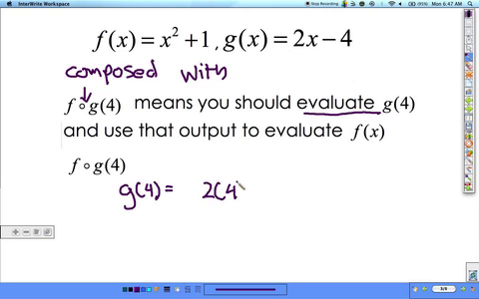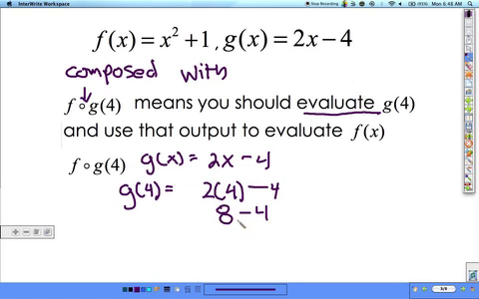2 times 4 minus 4. I'm replacing the x value from g of x. Let's see, g of x is 2x minus 4 with whatever was in the parentheses next to g. All right, so when I evaluate, 2 times 4 is 8 minus 4 is 4. Therefore, when x is 4, the value of the function is also 4. So g of 4 is equal to 4.